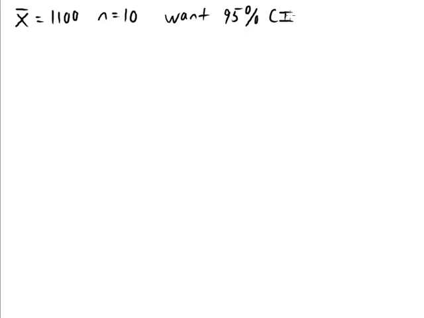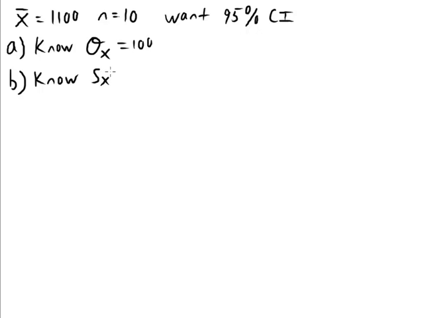Okay, well, for part A of this question, we know that the standard deviation, sigma x, is equal to 100. In part B, we don't know sigma x, but we know that our sample has a standard deviation of 100. All right, so we don't know anything about the population. So what that means is that for part A, we are going to have to use the standard normal, and for part B, we'll have to use the t-distribution. So let's go through this.